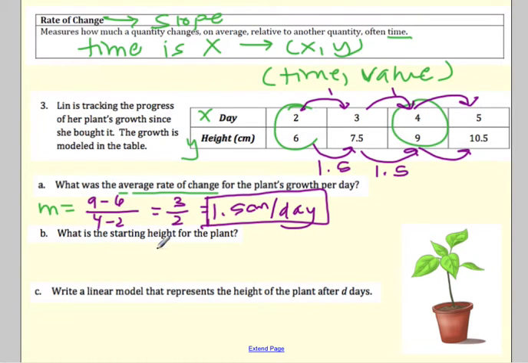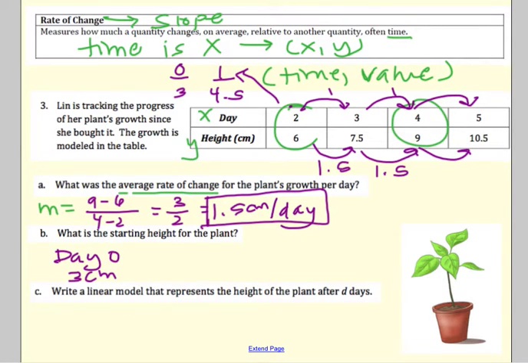It says, what is the starting height for the plant? Well, we want to figure out what it is at day 0. So we could do two things. We could work our way back to 0. If I were to add on to my chart, at day 1, what is 6 minus 1.5? That's 4.5. Day 0. How do I go backwards? I would subtract another 1.5, which would give me 3. So that means on day 0, the starting height was 3 centimeters.